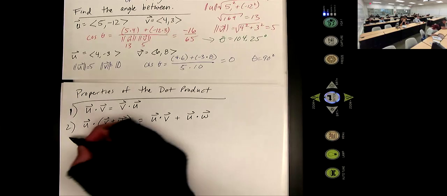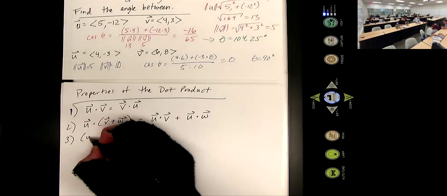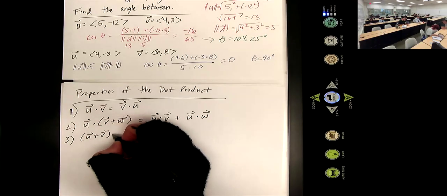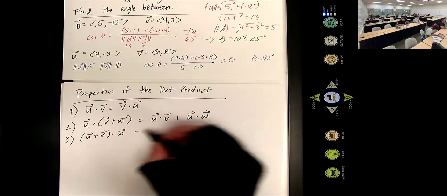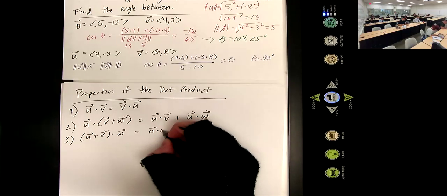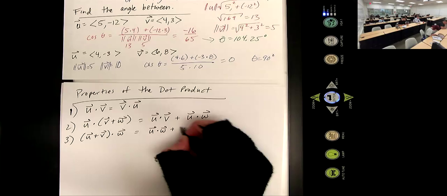I don't know why they do this, but they show doing U plus V and then dotting it with W equals U dot W plus V dot W.